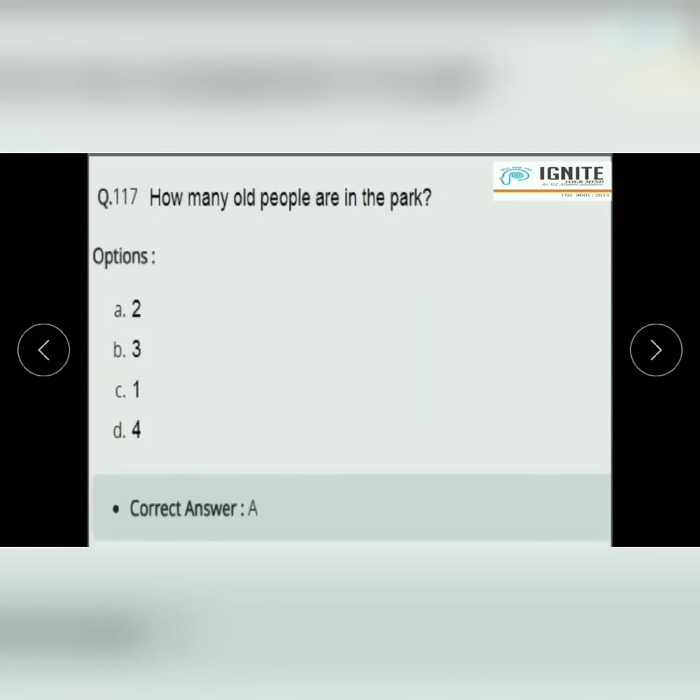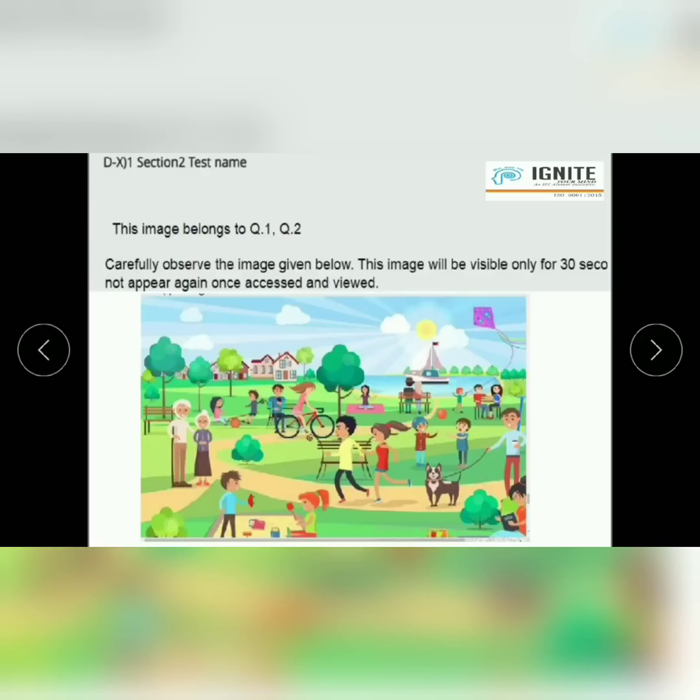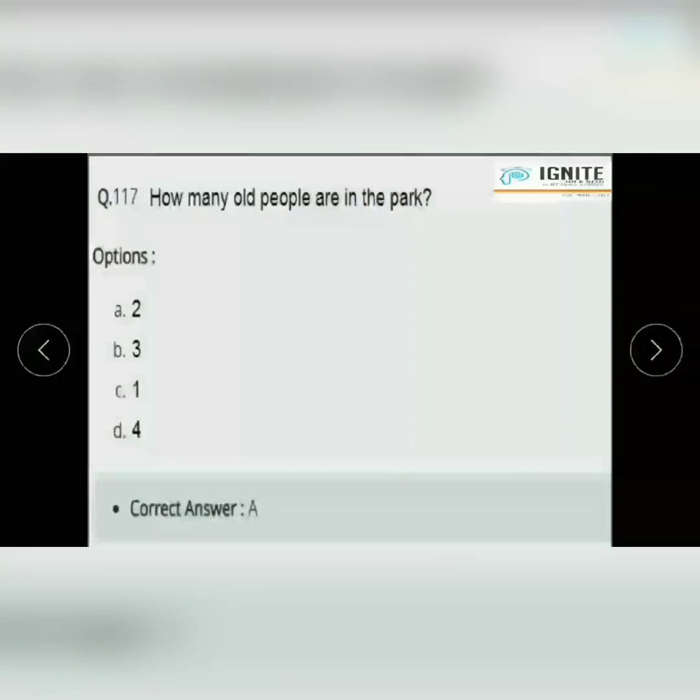Option D 5. Next question, how many old people are there in the park? How many old people? 2. 2 old people. Answer is 2. Okay. Next question, how many stationary items did you see? Observe the image and count the stationary items. We will get the answer 7.